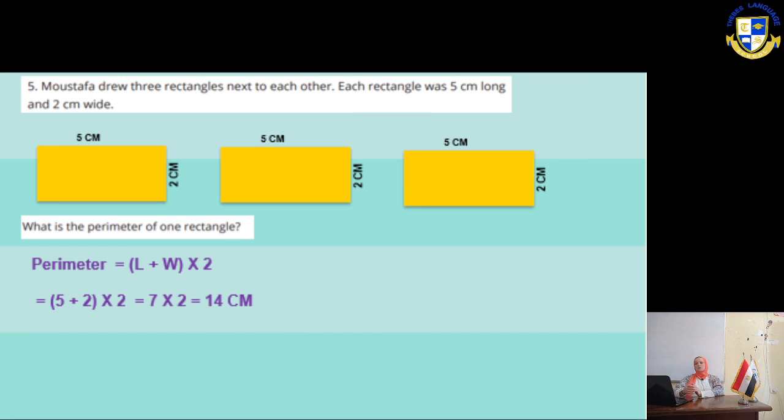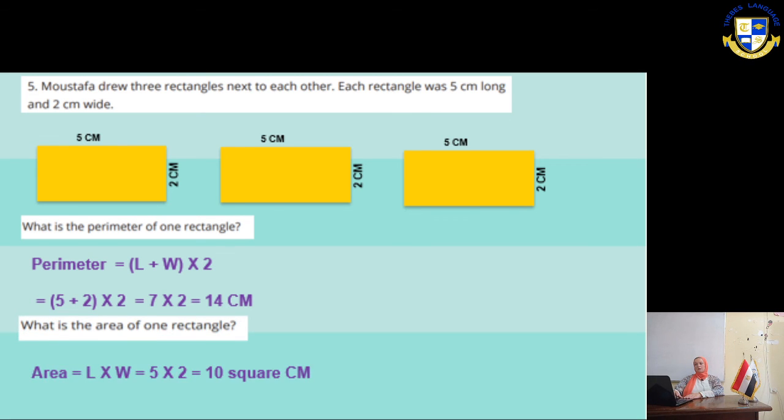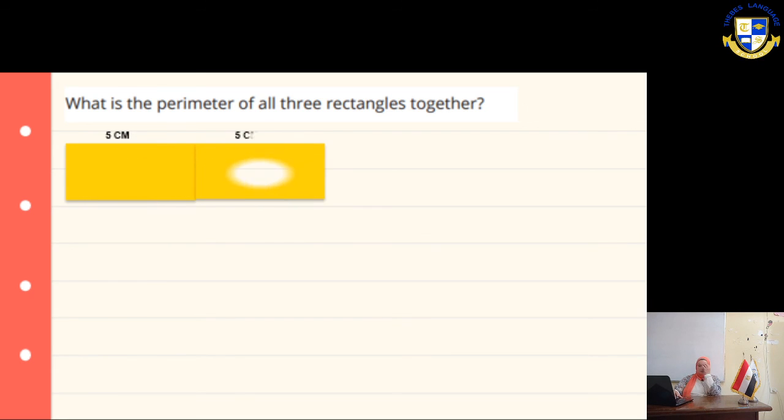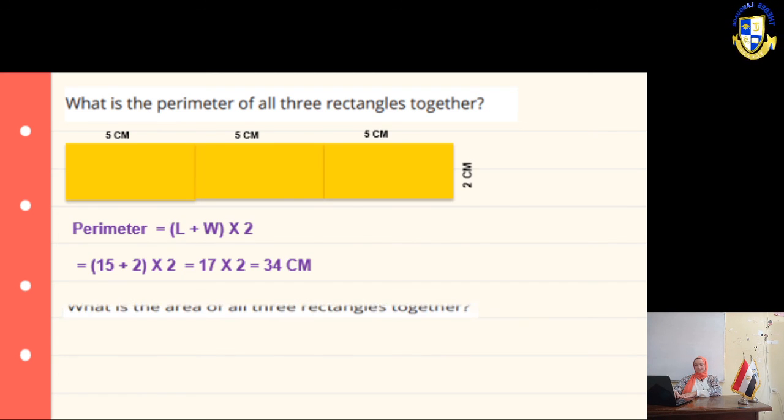Now in the next page, what is the perimeter of all of the 3 rectangles together? We are going to use length plus width times 2. So the length will be 15 plus the width will be 2. So we can say 17 times 2 equals 34. What is the area of all the 3 rectangles together? The area is length times width, so we can say 15 times 2 equals 30. Okay, or we can say 10 plus 10 plus 10 equals 30.